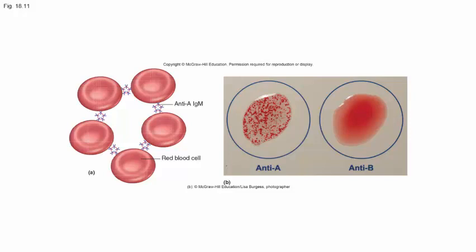So if you take a look at what you see there, what do you have? Type A blood or type B blood? Type B is not agglutinated. It's not all clumped up. Anti-A is all clumped up. So this person had type A blood.